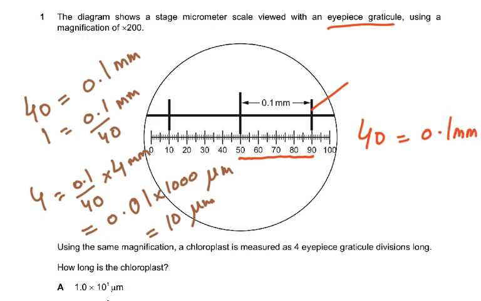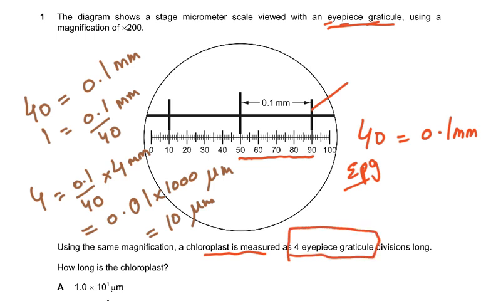Why? Because the stage micrometer actually gives us the measurements, but the eyepiece graticule is just divisions, just a line. It's just a ruler or just a line with divisions on it, but it has no units. So 40 eyepiece graticule units, we call it EPG, is equal to 0.1 millimeter. Now 40 is equal to 0.1, 1 is equal to how much? 4. Why 4? Because it says use the same magnification. Chloroplast is measured at 4 eyepiece graticule units.